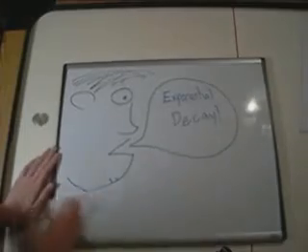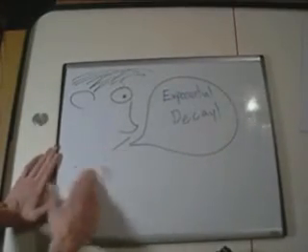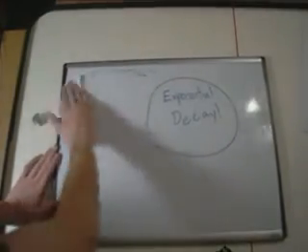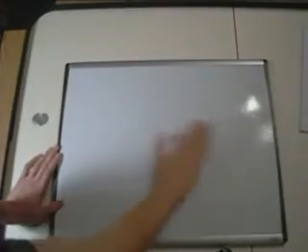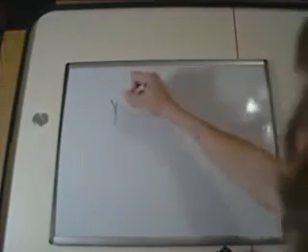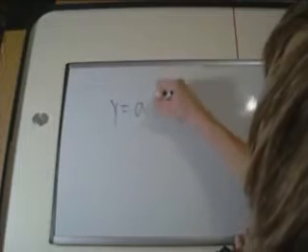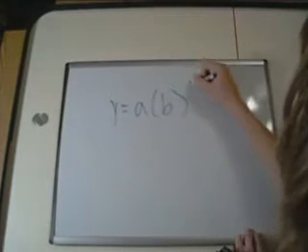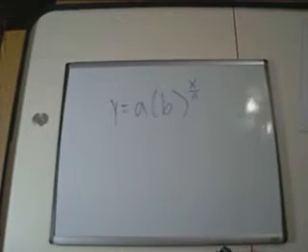Now we're going to be learning about exponential decay. Exponential decay is pretty much the same as exponential growth was, except this time, obviously, your number is getting less instead of more. In fact, the equation is pretty much exactly the same. It's y equals a b to the x over n, just like it was for exponential growth.